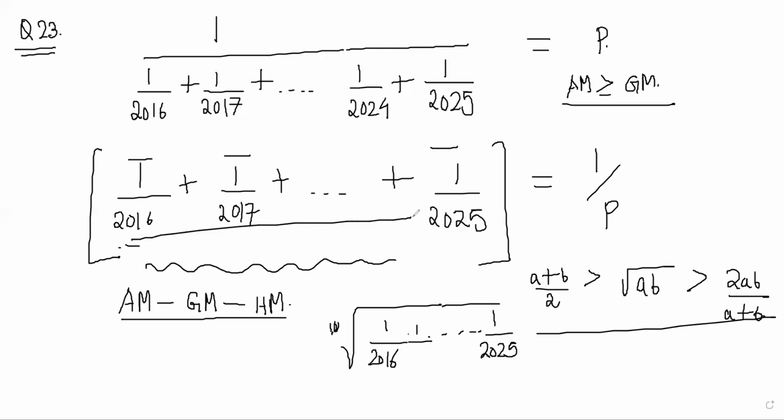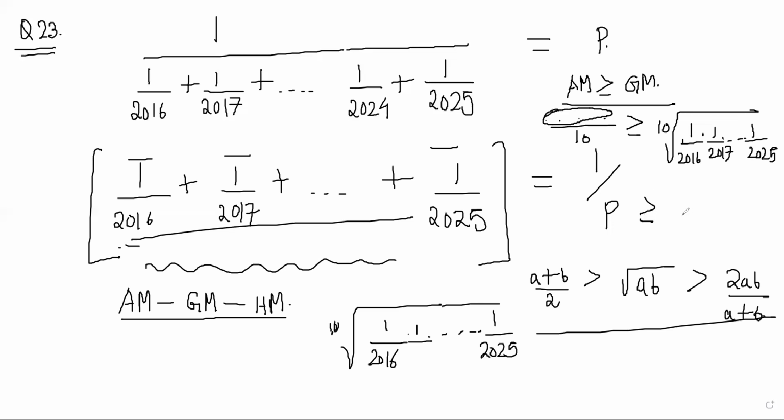The AM of these 10 numbers will be A plus B plus C plus D and so on, divided by 10, right? That will be greater than or equal to the GM of these 10 numbers, so that is the 10th root of the product of these 10 numbers. So the sum of these numbers is greater than or equal to 10 times the 10th root of this thing, right? Even though I'm not getting it exactly, I'm getting that it is greater than or equal to this.